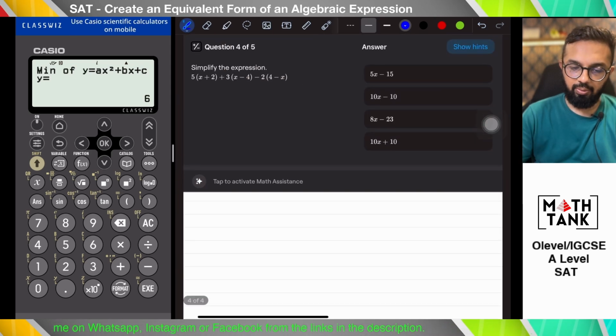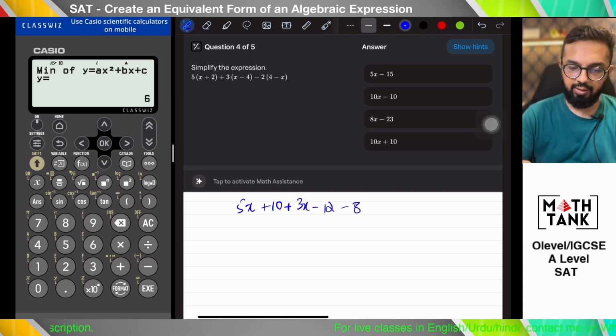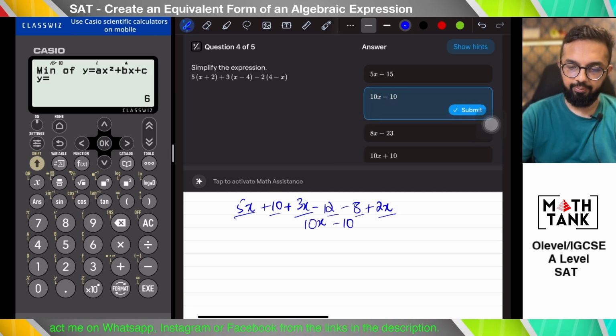Moving on to the next hard question, expanding this: 5x plus 10 plus 3x minus 12 minus 8 plus 2x. So 5, 3 and 2 gives me 10x, 10 and minus 20. So minus 10.